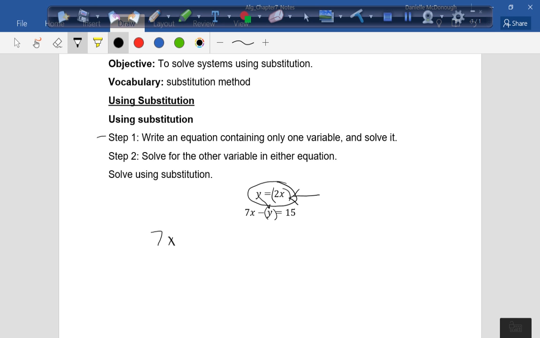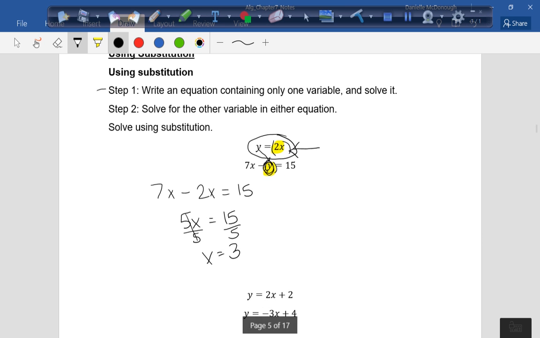We're going to take 7x minus 2x equals 15. All I did was substitute in for this y right here with this 2x. I took this 2x and put it in for y. And so now we're just going to solve this. So 7x minus 2x is 5x equals 15, divide by 5, x is equal to 3.